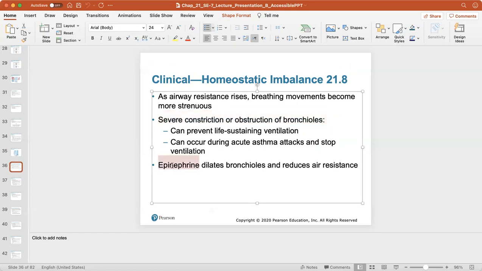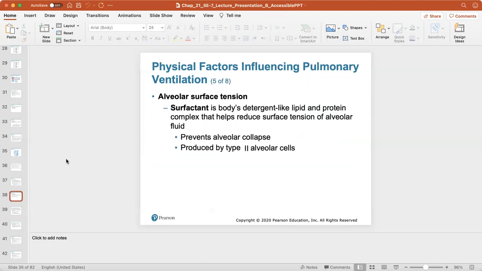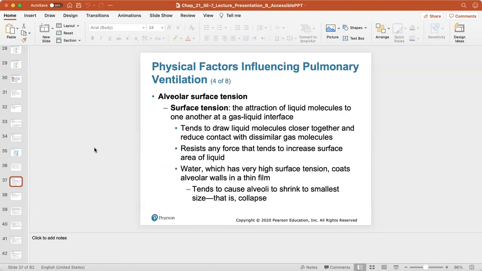Epinephrine is a hormone that will dilate the bronchioles and reduce air resistance. Alveolar surface tension then is the attraction of liquid molecules to one another at a gas-liquid interface.